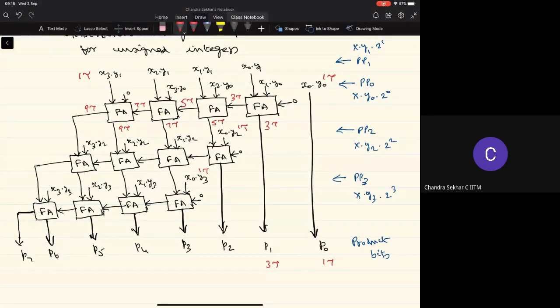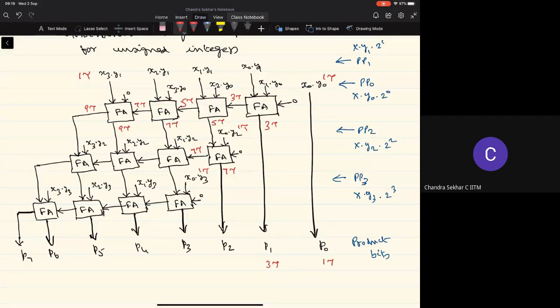Then you can see what time the outputs of the full adders in the second row will be available. If you take this first full adder in the second row, it gets one input at 1 tau, but the other input is coming only at 5 tau because it has to come from the sum bit of the first two partial products, right? Only after this input is available, it will take 2 tau for the full adder to generate the output, right? So this will be available at 7 tau.